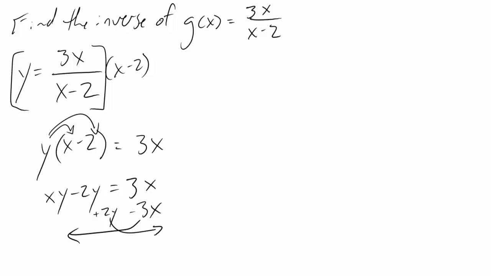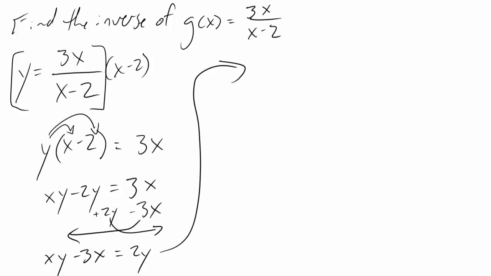So that'll leave us with xy minus 3x to equal 2y. You could have also chosen to subtract off the xy over to the right hand side. It will give you the equivalent answer here at the end.